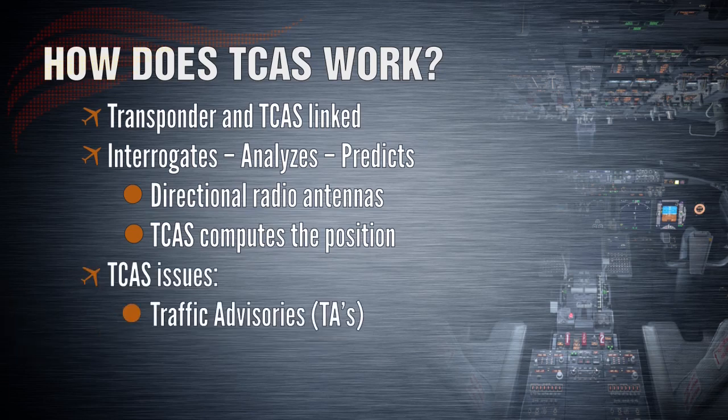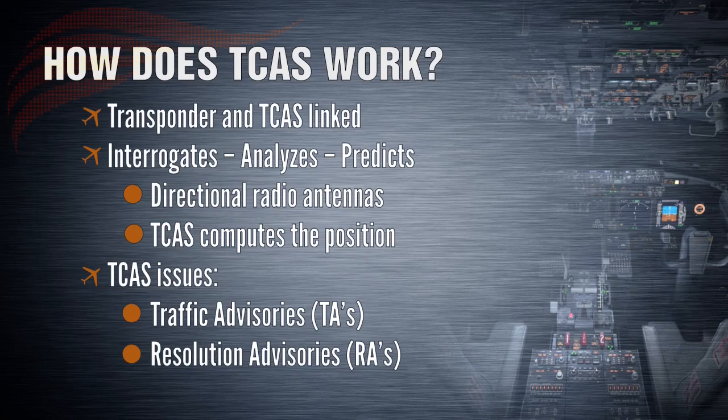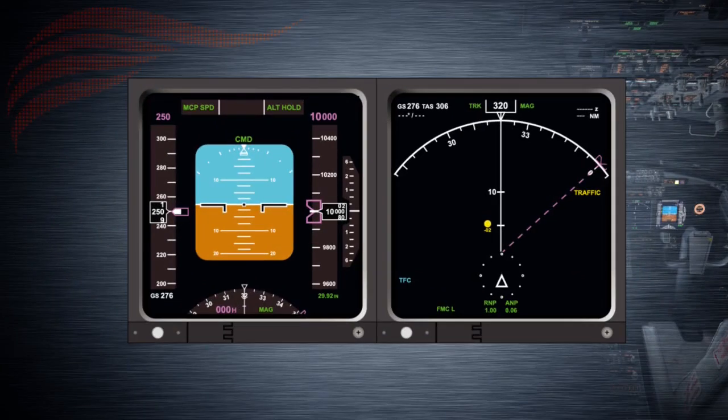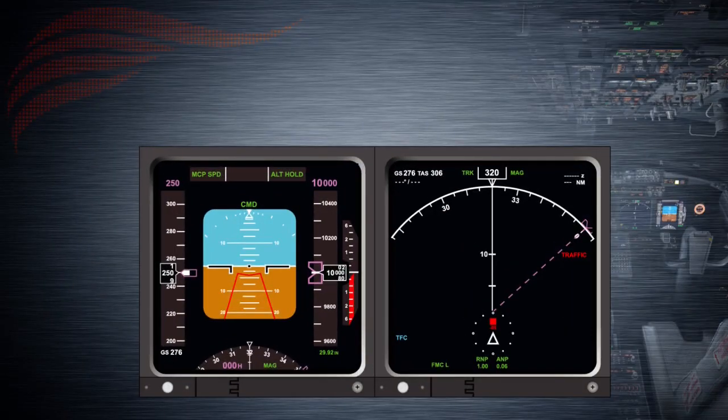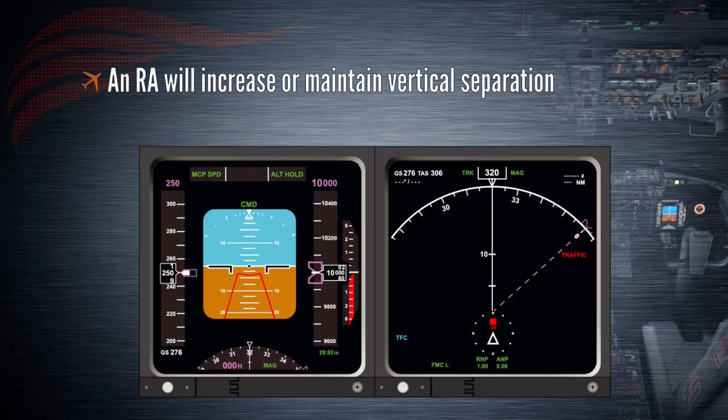TCAS issues traffic advisories and resolution advisories as appropriate to avoid mid-air collisions. A traffic advisory, or TA, is an oral and visual alert to draw the flight crew's attention to closing traffic. Traffic advisories assist the pilot in the visual search for the intruder aircraft and prepare the pilot for a potential resolution advisory. A resolution advisory, or RA, is a recommended maneuver that will either increase or maintain the existing vertical separation from the intruder aircraft.